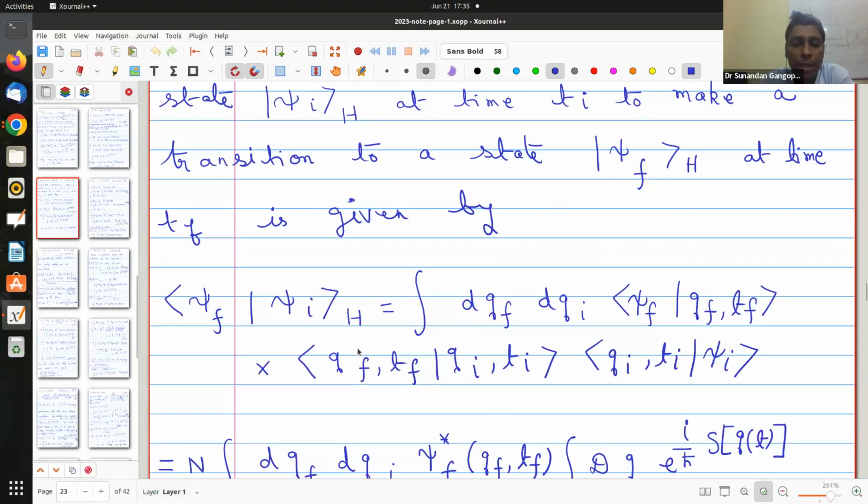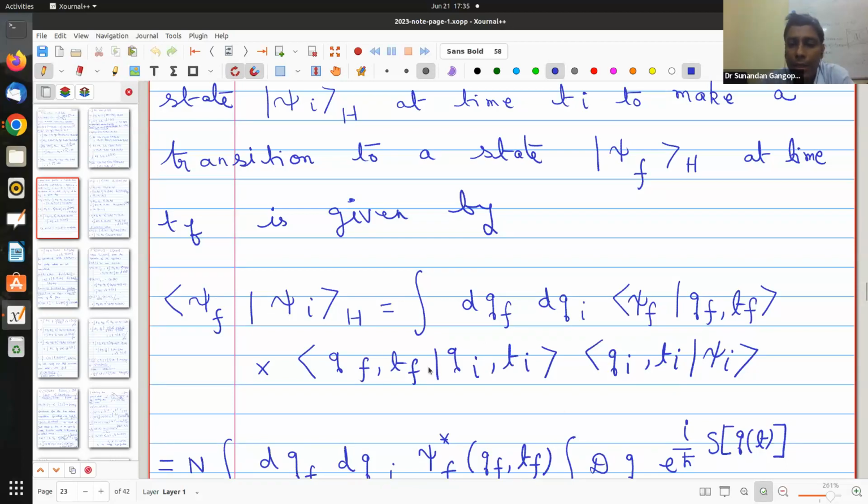That probability amplitude you can easily write down. This is the thing we want to compute: the bra psi_f with ket psi_i. This is the object of interest now, and it can be written in a simple form. We just introduce identities, in terms of the completeness relation: an integral over dqf |qf tf><qf tf|, and an integral over dqi |qi ti><qi ti|.